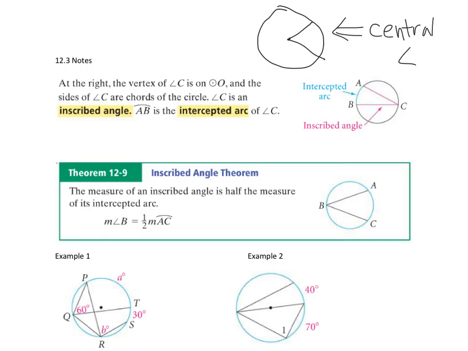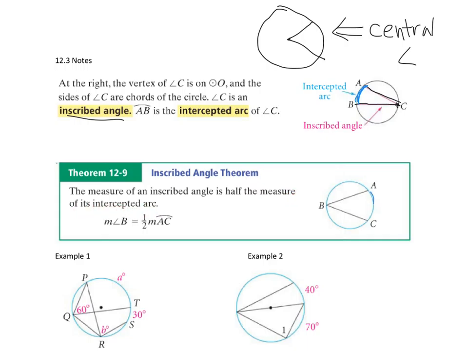Another angle that we're going to work with today is called an inscribed angle. An inscribed angle is an angle that is formed with an endpoint being on the circle. So the vertex is on the circle. With this inscribed angle, you get what we call the intercepted arc. The theorem reads that the measure of an inscribed angle is half the measure of its intercepted arc.